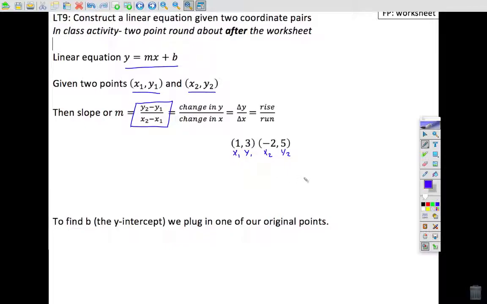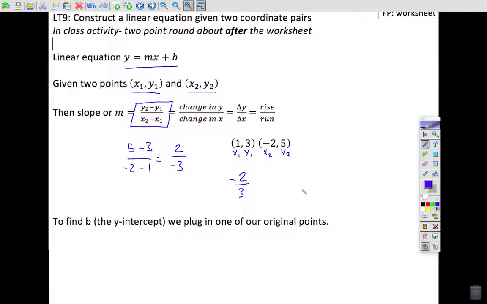Then to find the slope, we're going to take y2 subtract y1, over x2 subtract x1, that would be negative 3. So our slope between these 2 points would be negative 2/3. Okay? So that's half of our equation.